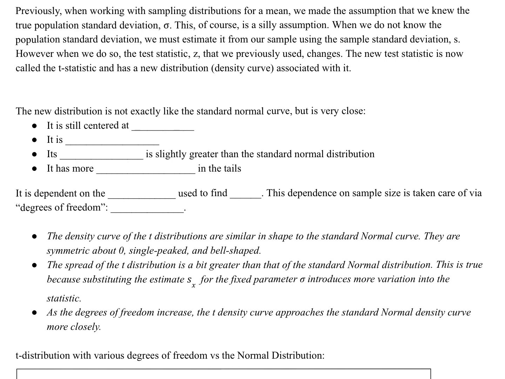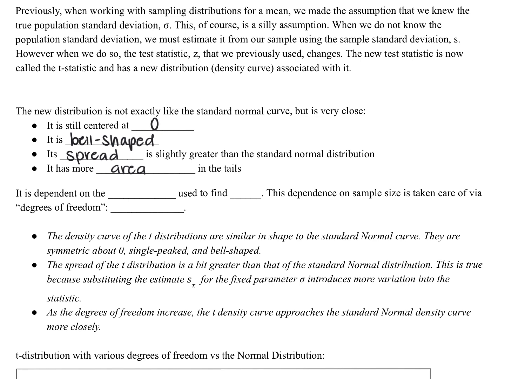A couple things are still the same. It's still centered at 0, and it is still bell-shaped, just like the normal curve. But the spread is going to be slightly greater than the standard normal distribution. Not enough that it causes a significant difference in the shape, but just slightly bigger. And it's going to have more area in the tails, which are the ends that go towards infinity and negative infinity.